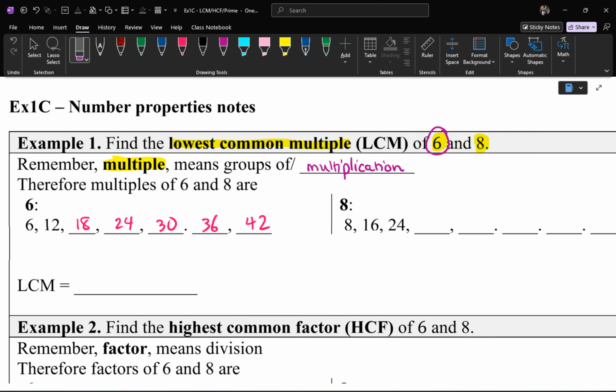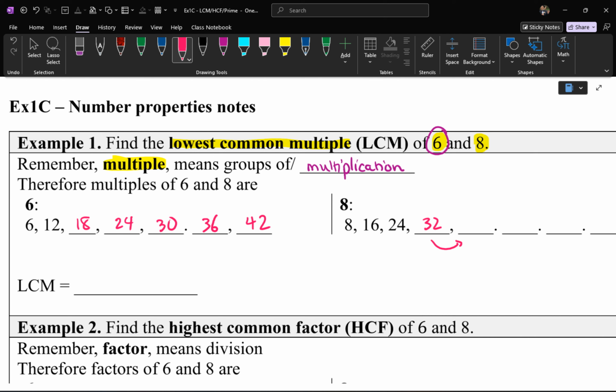but we want to check if there's a lowest common multiple. So let's now do the 8 times tables. Next one. 8, 16, 24. What is the next number? Let's go with Gypsy. 32. Good. Let's go with the next one. So adding on an extra 8.